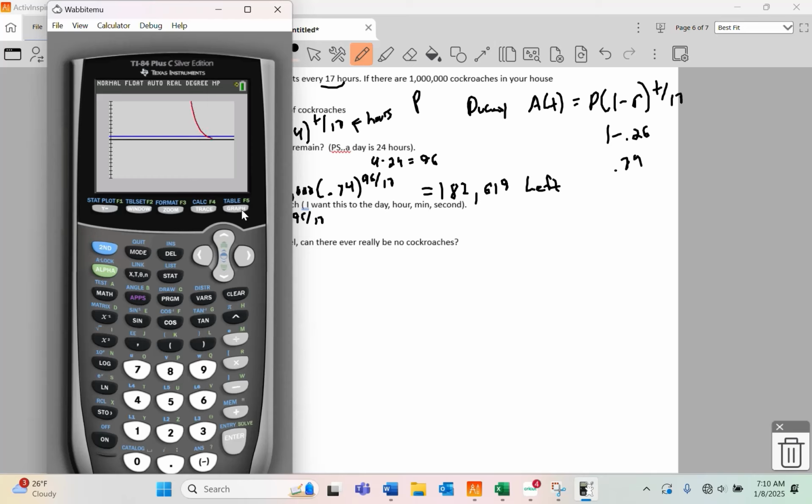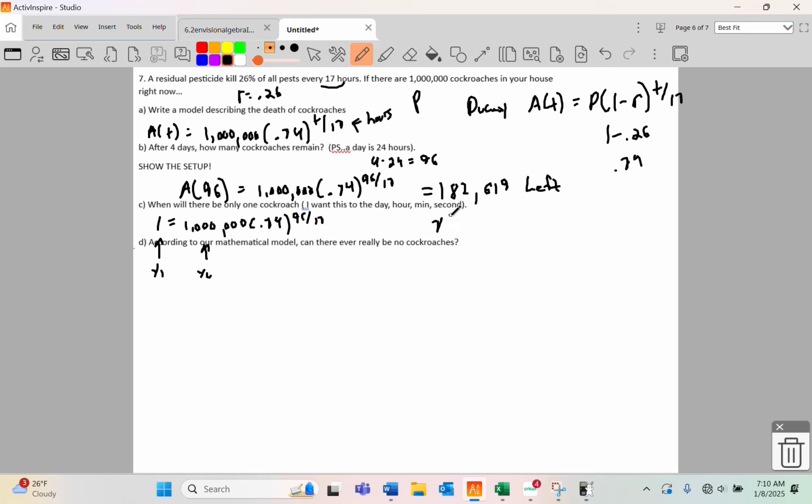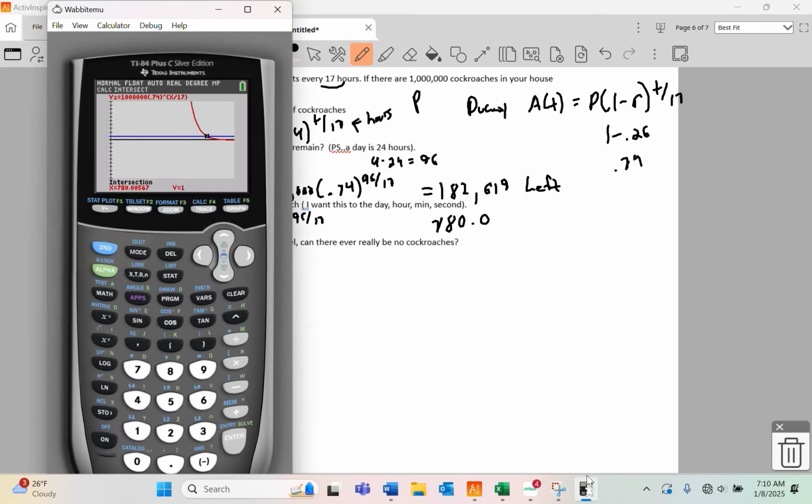There it is. So second trace 5, enter, enter, enter. 780.00567 hours. I wish things would work like they're supposed to here. 0567.